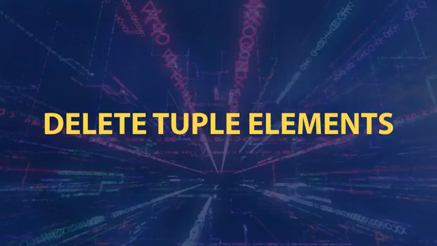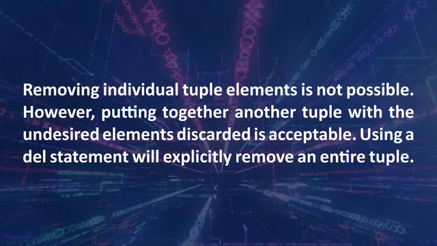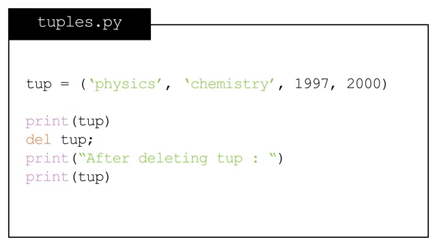Now, let's talk about deleting tuple elements. Removing individual tuple elements is not possible. However, putting together another tuple with the undesired elements discarded is acceptable. Using a del statement will explicitly remove an entire tuple. So let's have an example.